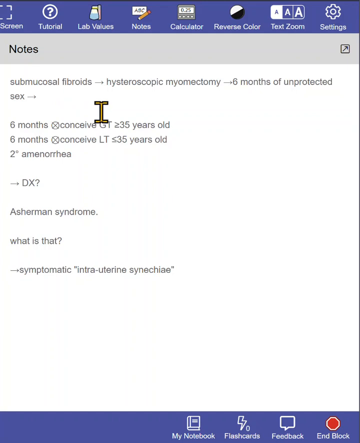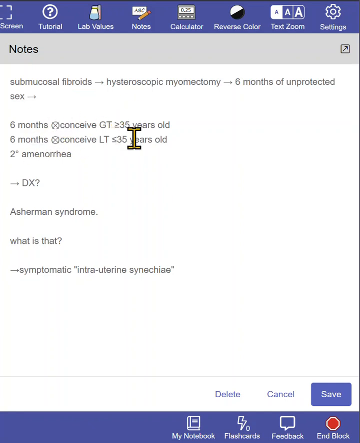So mucosal fibroids, you get a hysteroscopic myomectomy, and then you get 6 months of unprotected sex, and it leads to 6 months without conception in a woman greater than 35 years old, and then 6 months without conception in a woman less than 35 years old. And then secondary amenorrhea, so they're not having signs of menstrual cycling. So what's the diagnosis? Asherman Syndrome.